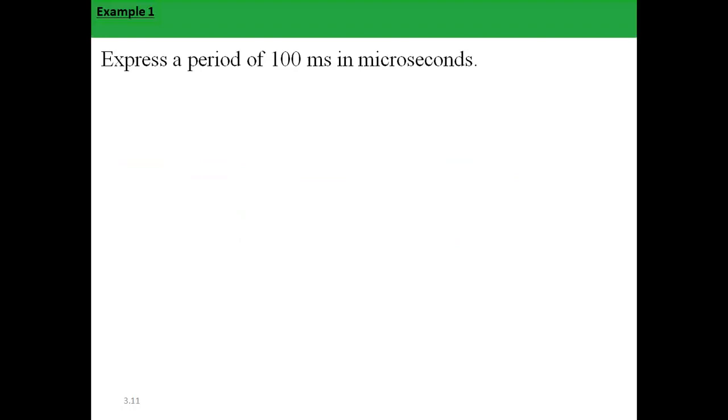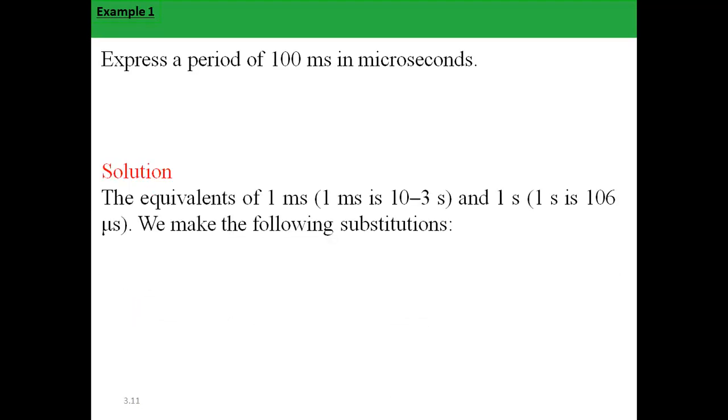Now this is one small example. Express a period of 100 milliseconds in microseconds. This is simple. The time is given to you in milliseconds, so you first convert it into seconds. Milli is 10 to the power minus 3 and the data given to you is 10 to the power 2. So 10 to the power 2 into 10 to the power minus 3 is 10 to the power minus 1 second. And you have to calculate it in microseconds. 1 second is equal to 10 to the power 6 microseconds. So 10 to the power minus 1 into 10 to the power 6, the answer comes out to 10 to the power 5 microseconds. You can check that.